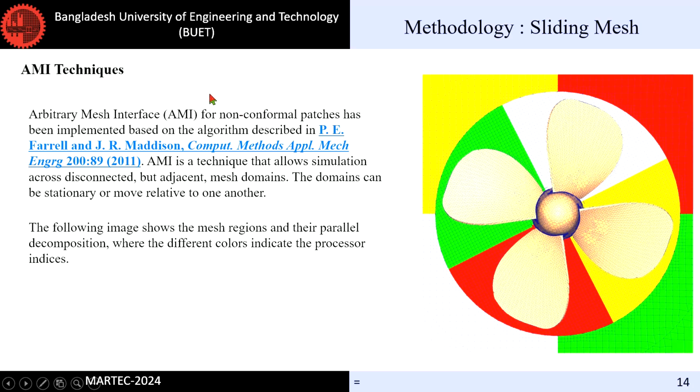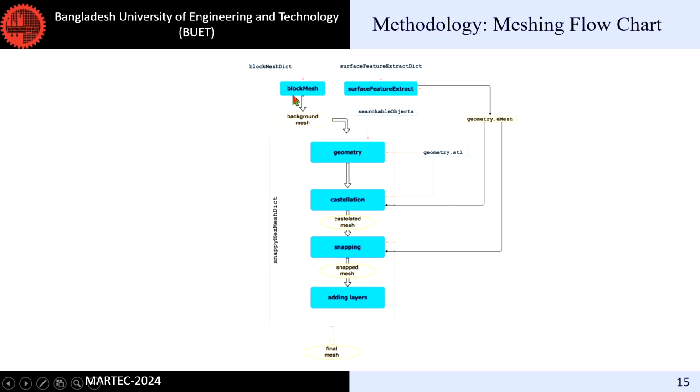To account for the dynamic meshing, we use the sliding mesh method, which is implemented by using the arbitrary mesh interface in OpenFOAM. This is our meshing flowchart.